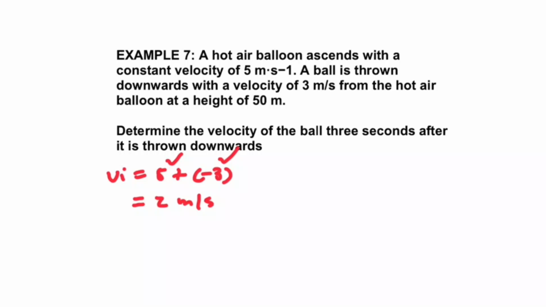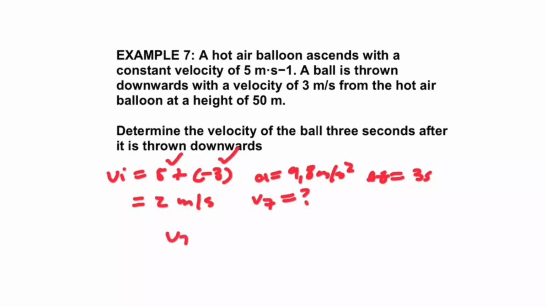Well, we have the initial velocity of the ball. We want to determine its velocity 3 seconds after it is thrown downwards. Let's take a look at the other information we have. The acceleration, obviously, 9.8 meters per second squared. We have the time, delta t, which is equal to 3 seconds. We are interested in the velocity, so we want VF. With these four variables, it's quite easy.